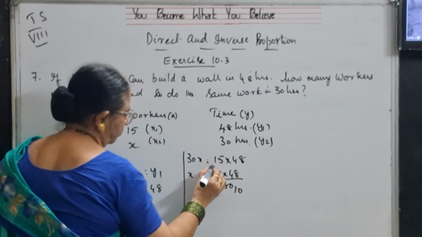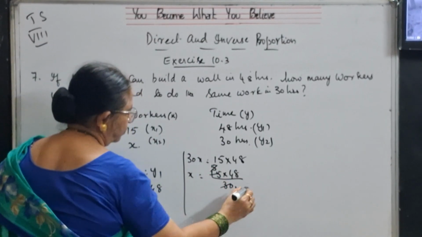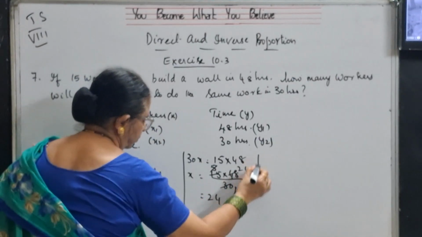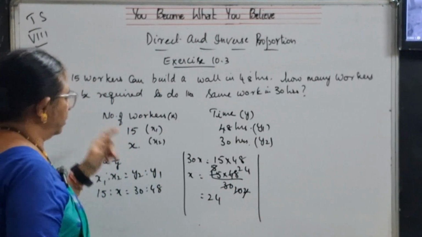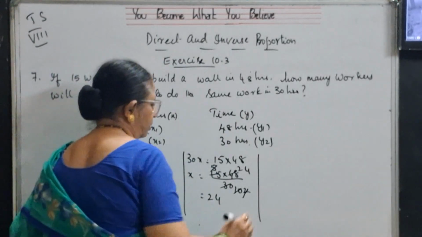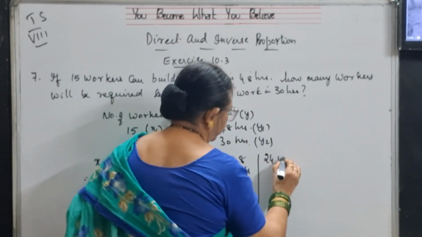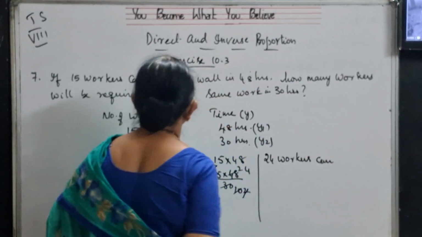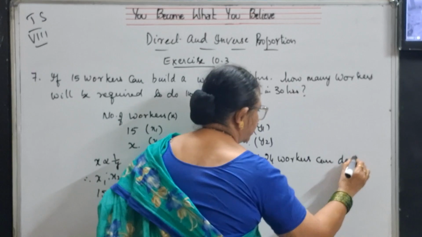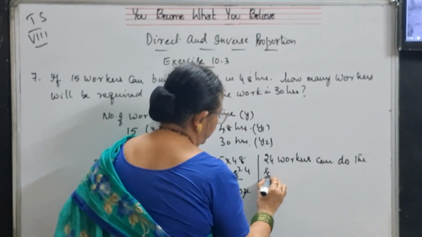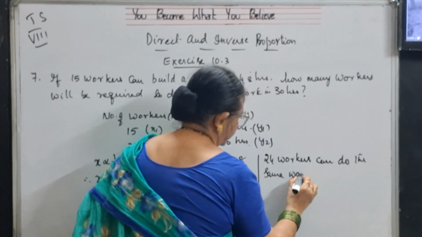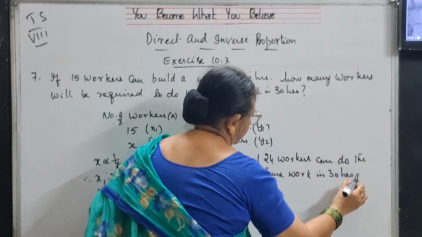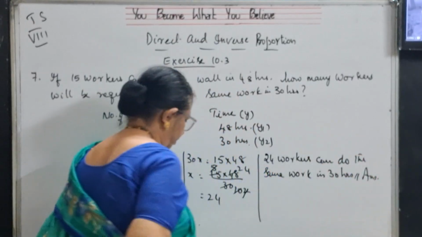3 tens are, 3 fives are, 5 ones are 5, 5 twos are, 2 twos are, 2 fours are. So x is 24. So 24 means what? 24 workers. So we will say that 24 workers can do the same work in 30 hours. This part is the answer.